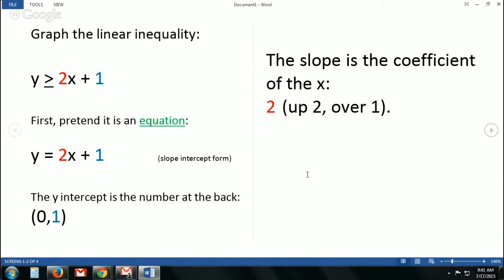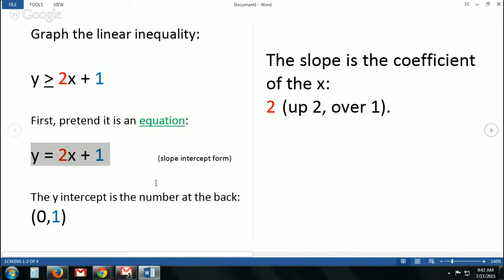Let's look at another linear inequality in two variables, only this time it is in slope-intercept form with the y by itself on one side. Now, just like before, let's pretend that it is an equation to get started. y is equal to 2x plus 1. This is slope-intercept form solved for y.